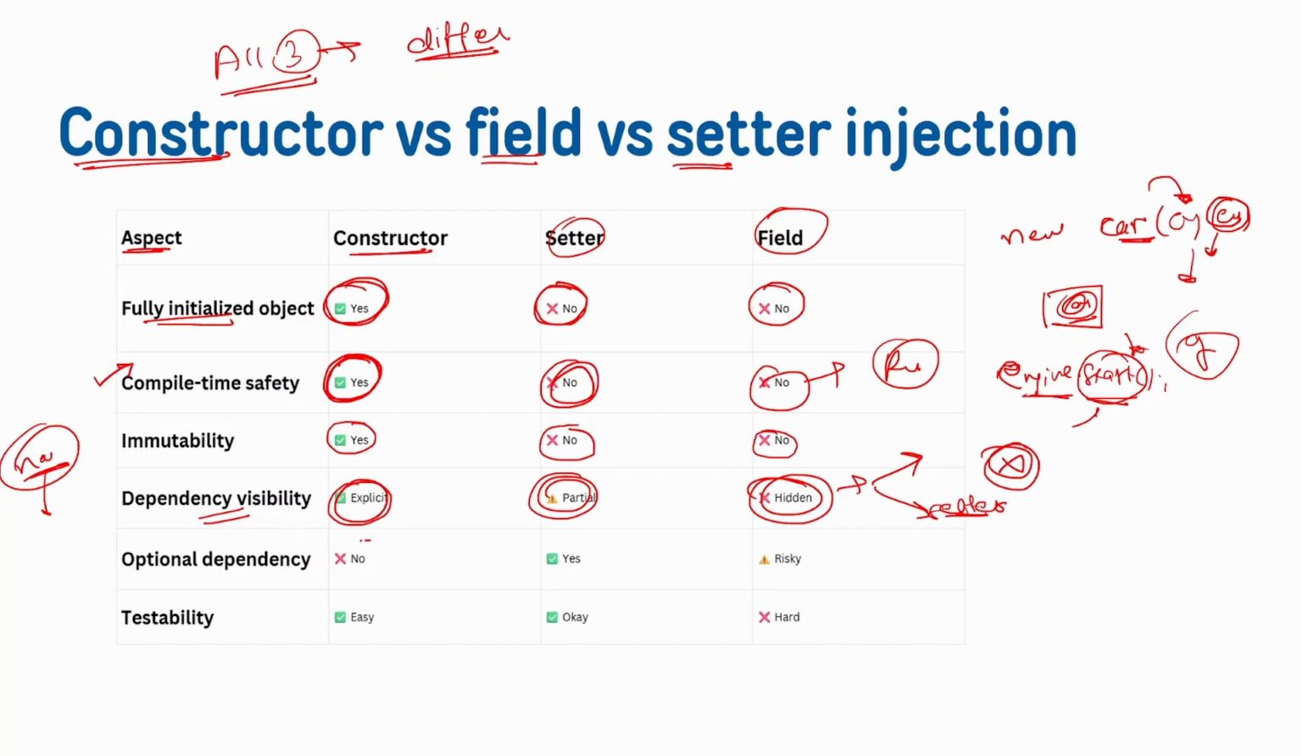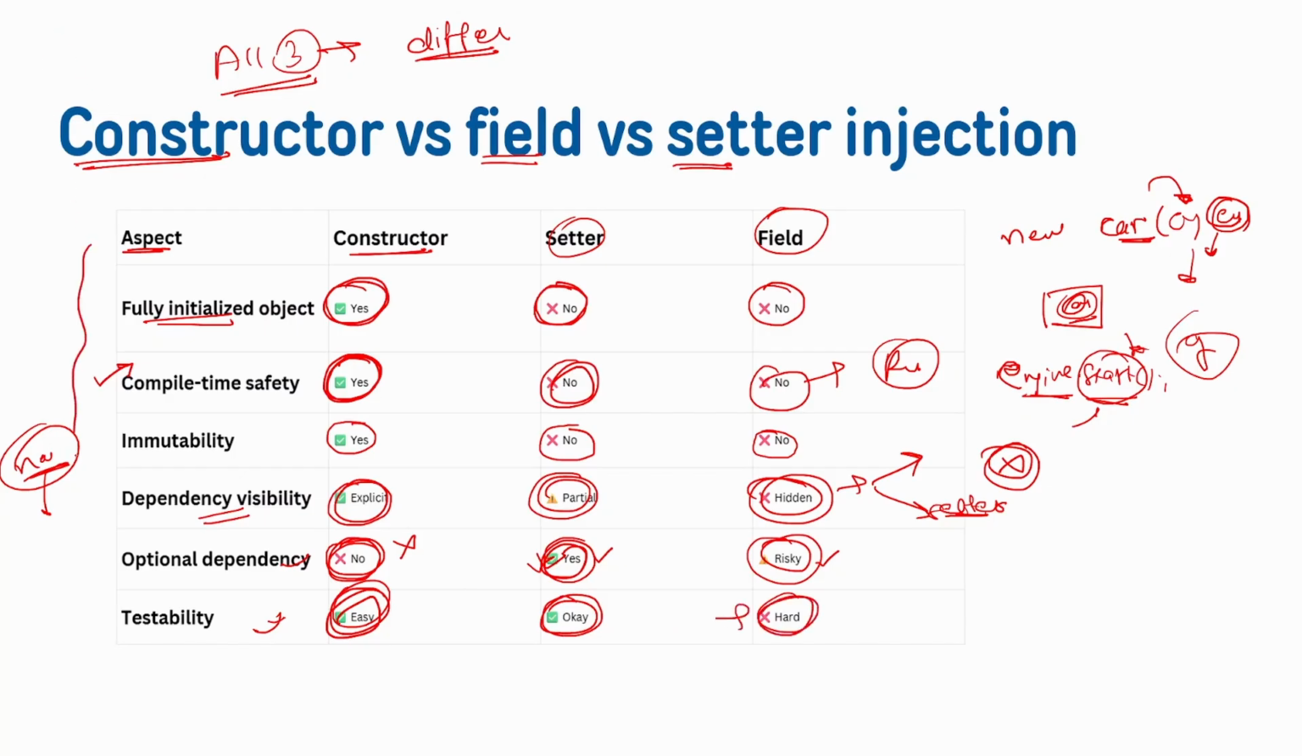So constructor injection cannot be used for optional dependencies. Setter injection can be used for optional dependencies, but field injection is very risky. Testability-wise, constructor injection is easy, setter injection is okay, but field injection is very hard to test. So these are some of the differences between constructor, field and setter injection.